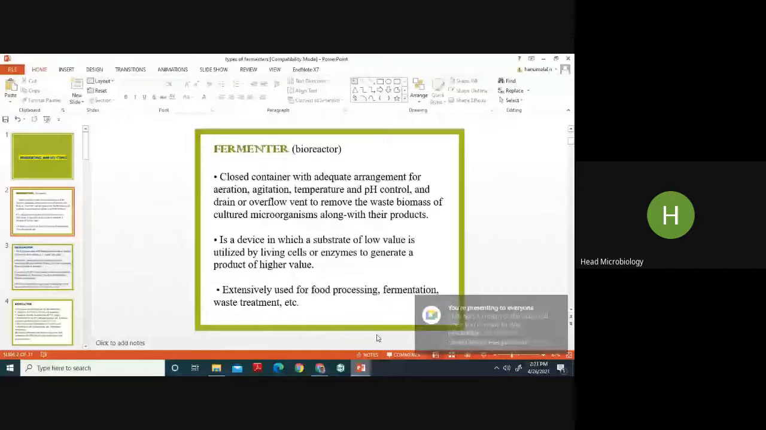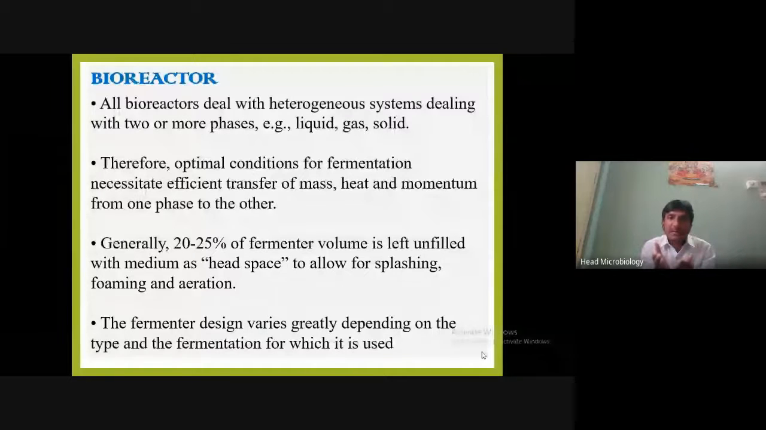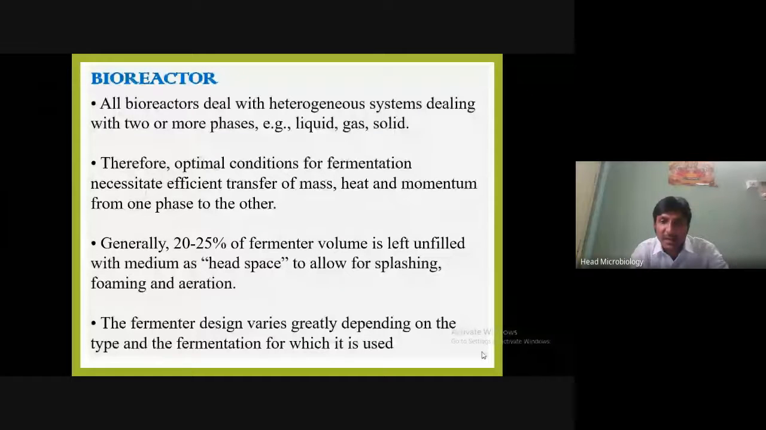Coming to the bioreactors, all bioreactors are heterogeneous systems dealing with two or more phases, either liquid, gases, or solids.